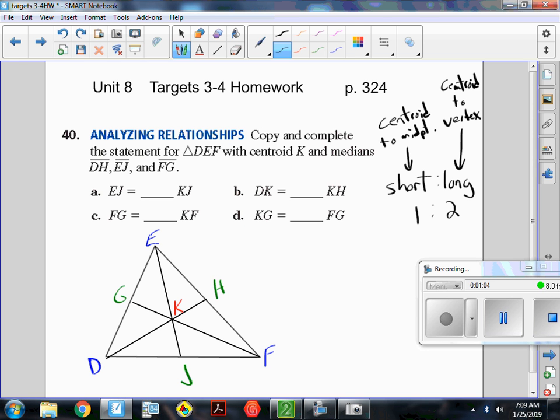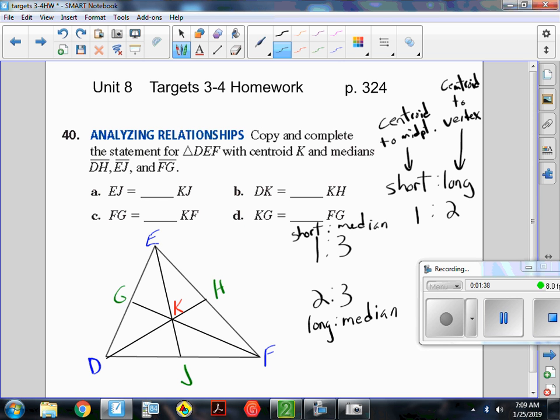So short to long. We also have a relationship of a 1 to 3 and 2 to 3 for short to median and long to median. And so we really have the relationship of half as long for short to long, 1/3 of the length from short to median, and 2/3 of the length from the long segment to the median. So we'll start with A.